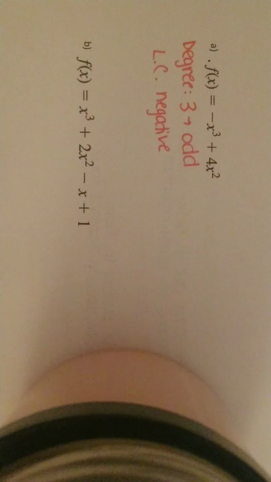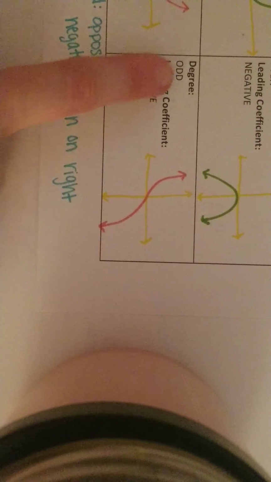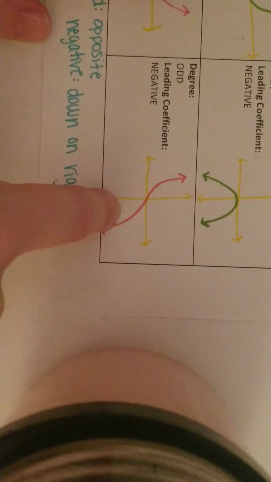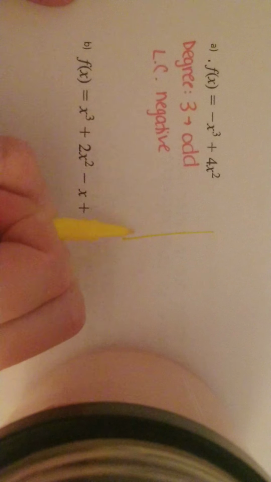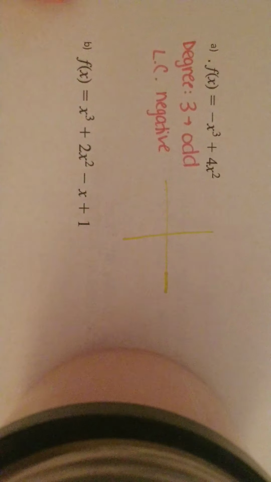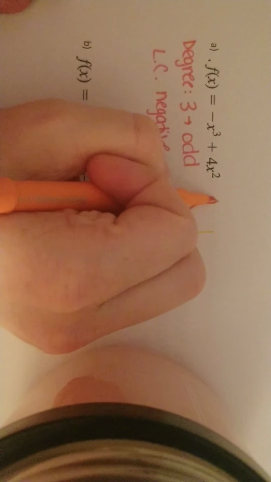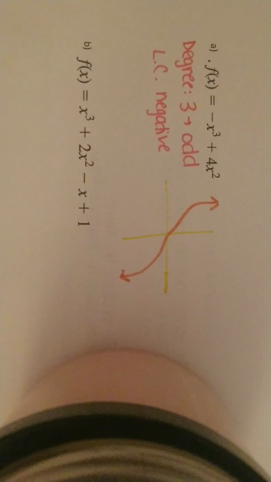All right, so whatever the odd and negative was from the other side, that's what we're going to draw. So if we look back at our side, odd and negative is this right here. And so then this is what we draw. So we draw our axes, odd and negative, looked loosely like that. And that's what I'm looking for.